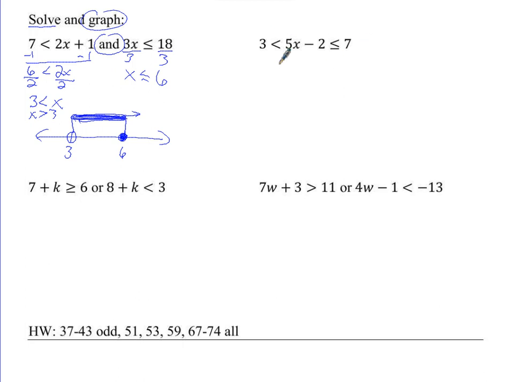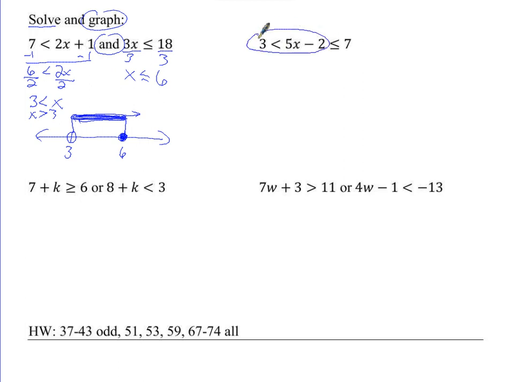For the second one, this is also an AND statement. This is a compound inequality written in our very shorthand format. So what I would suggest you do, there's actually two ways you could do this problem. I'm going to show you the longer way here. What I would suggest you do is split this thing up. What this says is 3 is less than 5x minus 2, and 5x minus 2 is less than or equal to 7. Notice that I threw that AND in there.